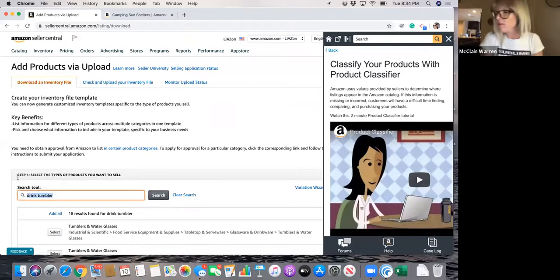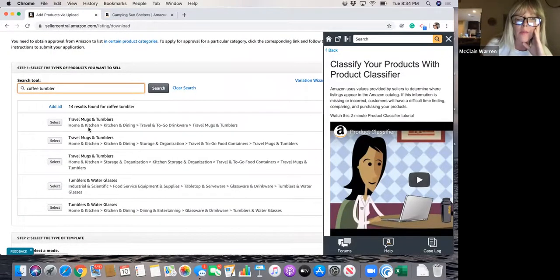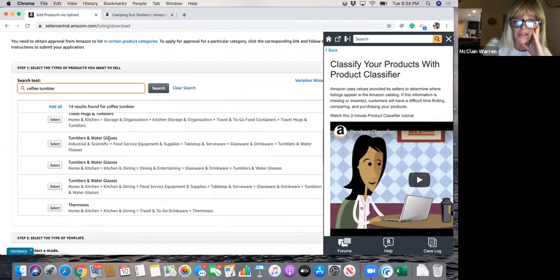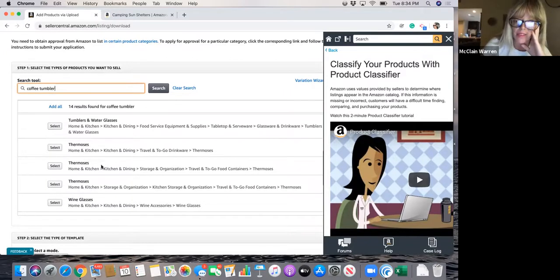So now I'm going to go into coffee tumbler. See how I switched it from drink tumbler to coffee tumbler. Okay, so now we're back to travel mugs as the first option. And as you go down, then it goes into tumblers and water glasses, which is pretty consistent. Now we are seeing thermoses. The reason we're seeing thermoses is because Amazon knows that with coffee tumbler, a lot of people buy thermoses for their coffee, which means coffee is very relevant to this particular browse node, okay?